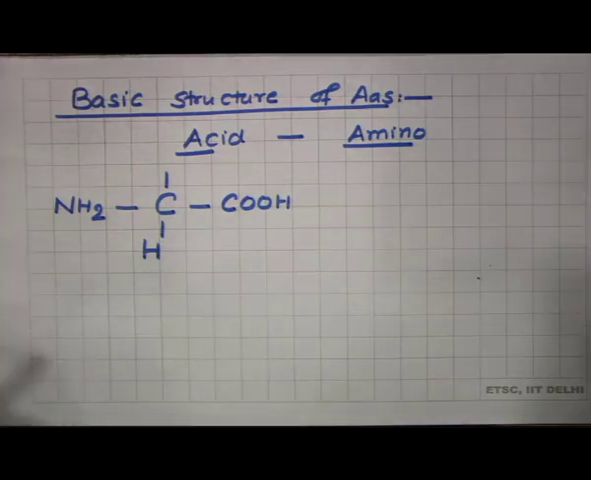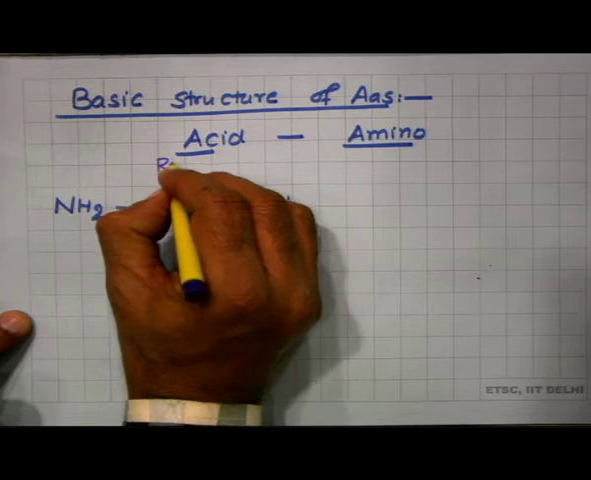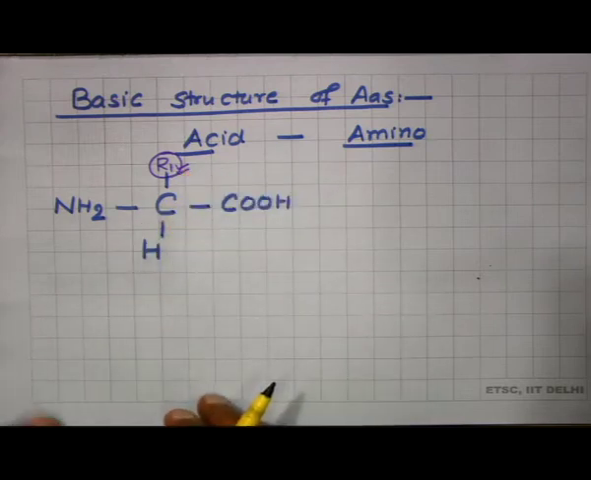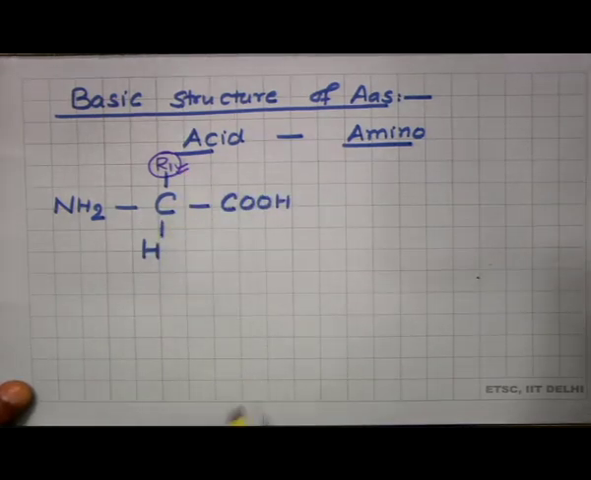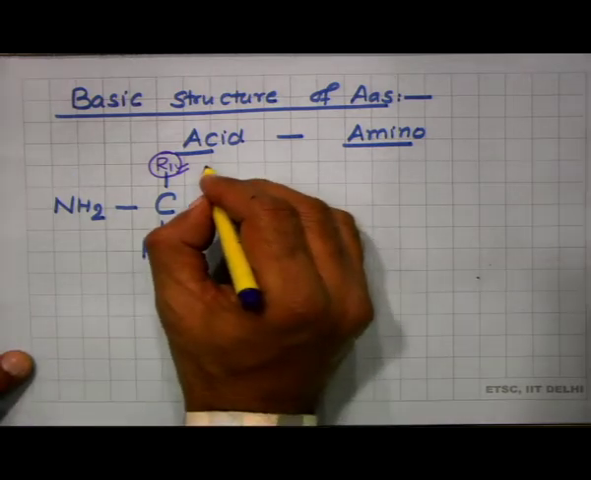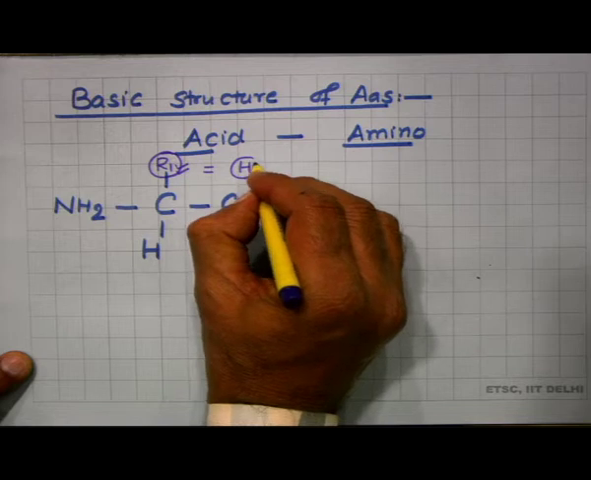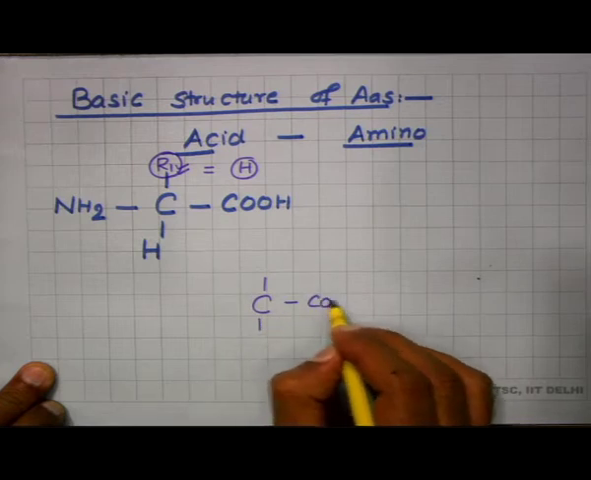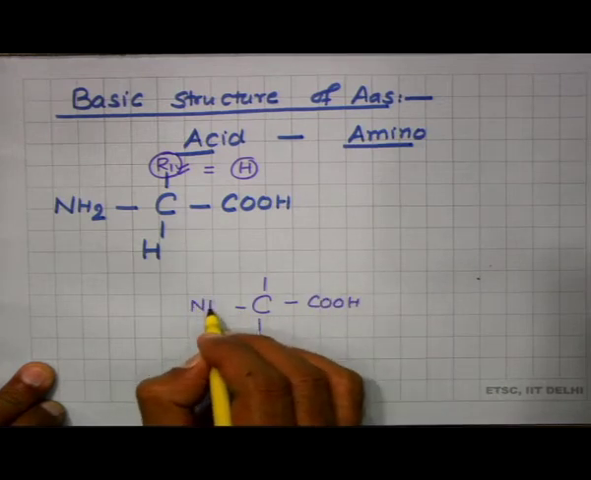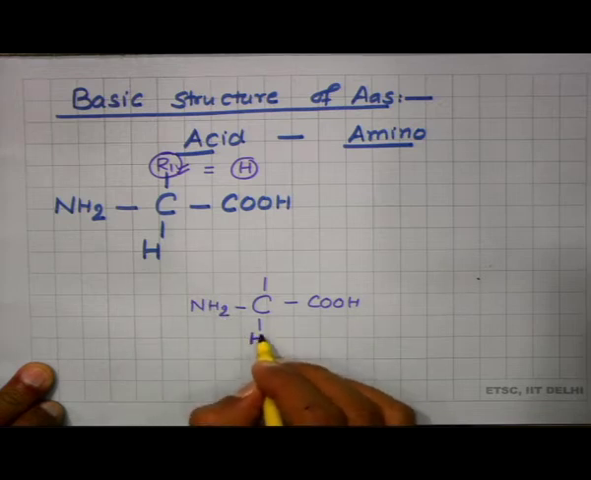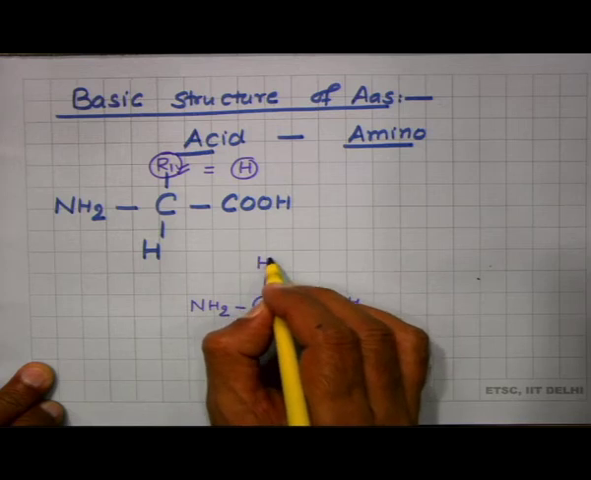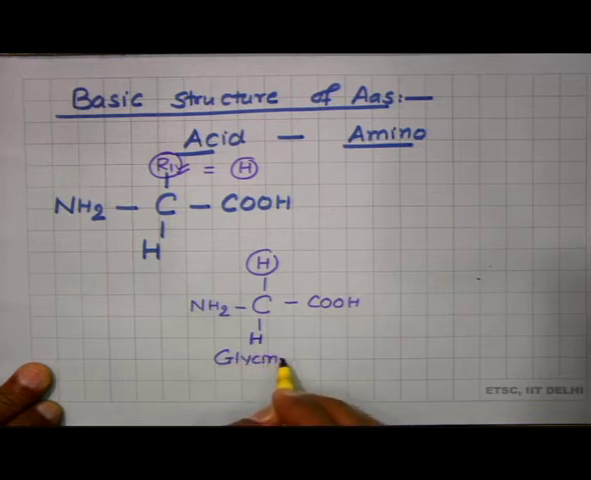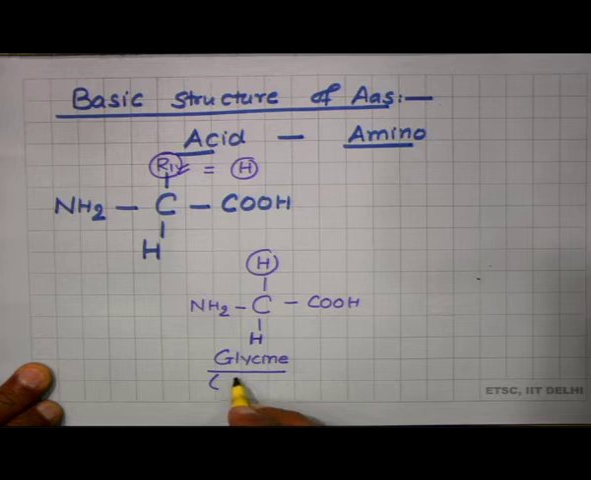This one group is R1. Variation of this group gives different types of amino acid, that is, 20 different types of amino acid are formed. So, if the R1 is replaced by H, the structure will be COOH, NH2. These are the common form, and if this R1 is replaced by H, this forms glycine, and its 3 letter abbreviation is GLY.